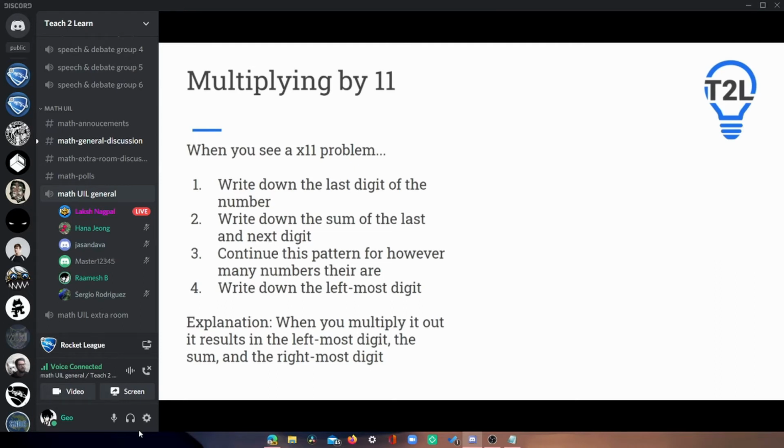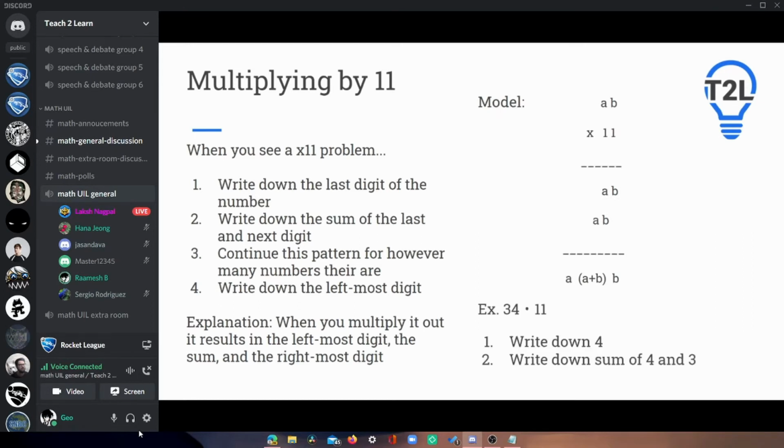So, let's say, can we go to the example? Yes. Okay, so you have 34 times 11. So you add 3 and 4. So, you get 7, and then you write that down. You may get a number over 10, and that's fine. You just carry the tens place over, and then you write down the number in the tens place of the number you're multiplying, and then you add it onto whatever you carried over.